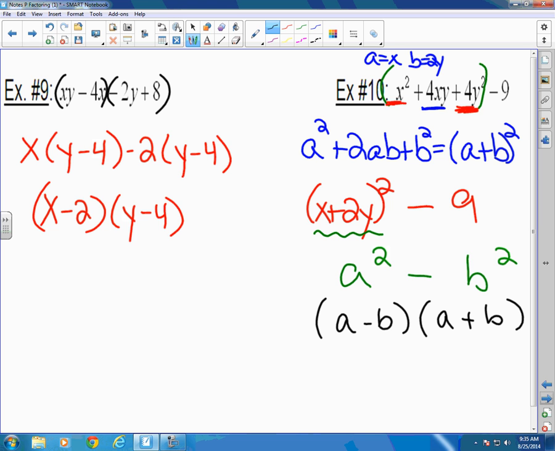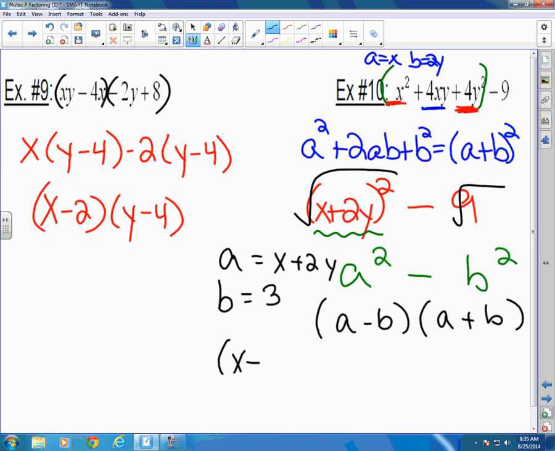My a term, if I take the square root of that, my a term is x plus 2y. The b term is the square root of 9, and that's 3. So I'm going to try and factor this. It's a little more difficult than any of the ones that we've done. Got to have that challenge problem. So I would have a, which is x plus 2y, minus b, so that would be minus 3. And then I have a, again, x plus 2y, plus b, so that would be plus 3.